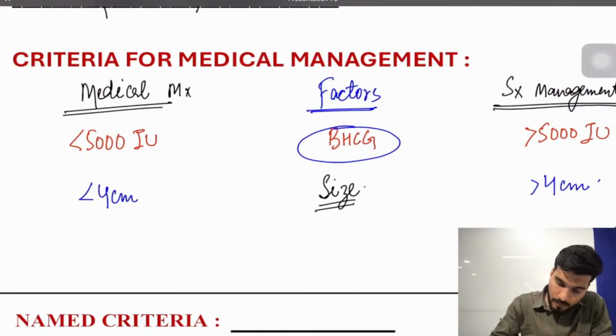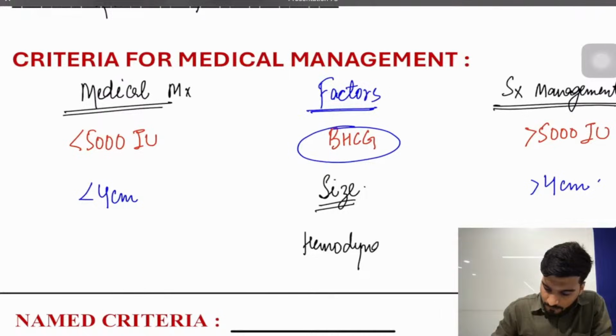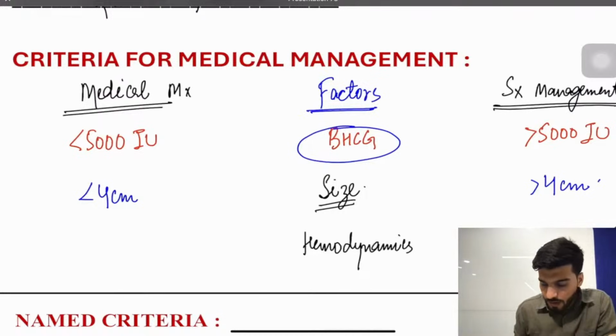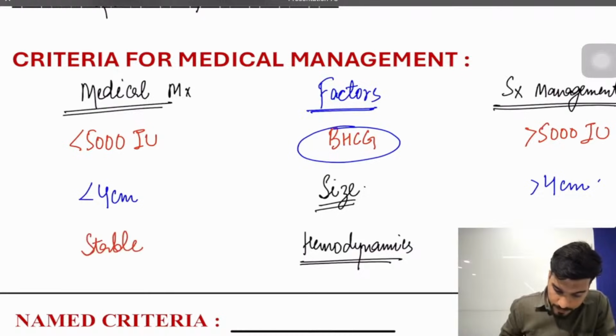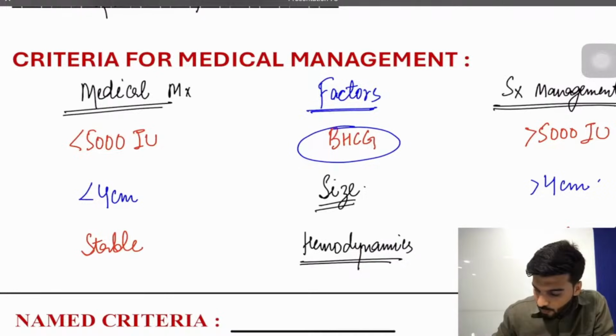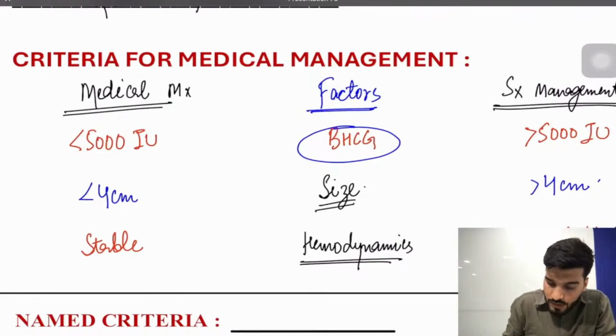Okay, if we talk about hemodynamics, if a patient is stable, you go for the medical management. If the patient is unstable, you go for surgical management. Is that clear to everyone?